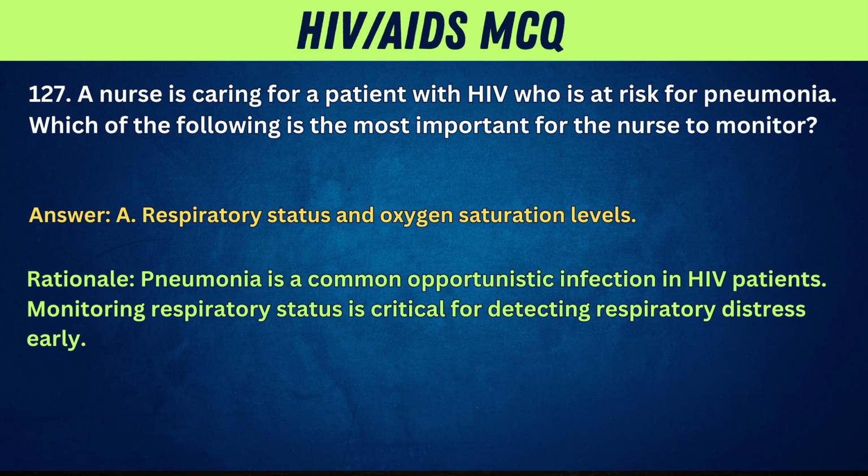Answer: A. Respiratory status and oxygen saturation levels. Rationale: Pneumonia is a common opportunistic infection in HIV patients. Monitoring respiratory status is critical for detecting respiratory distress early.